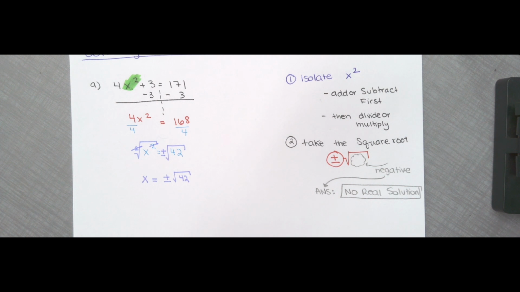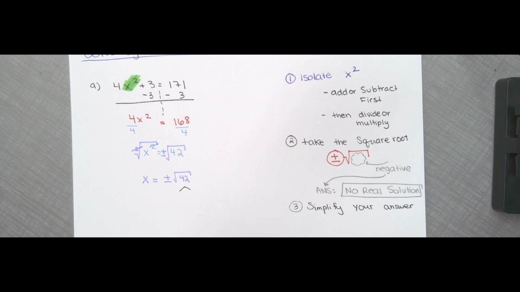Step number 3, simplify your answer. You want to simplify your answer. For us, we have to simplify the radical. What two numbers multiply to get 42 when one of them is a perfect square?